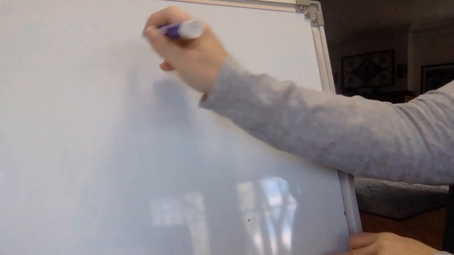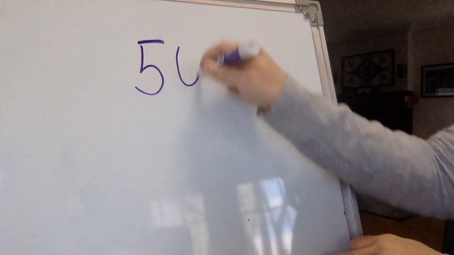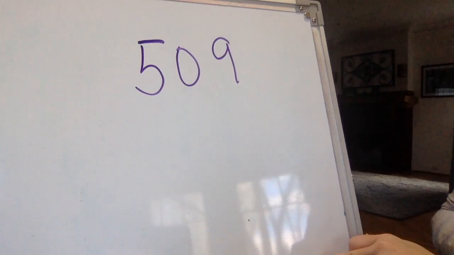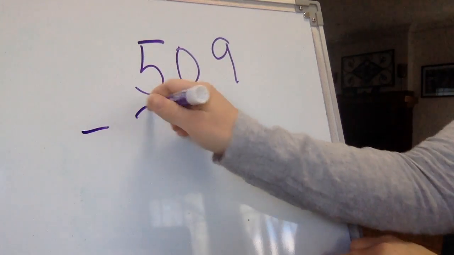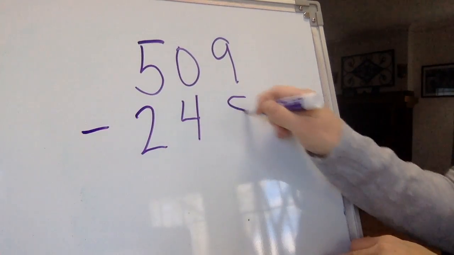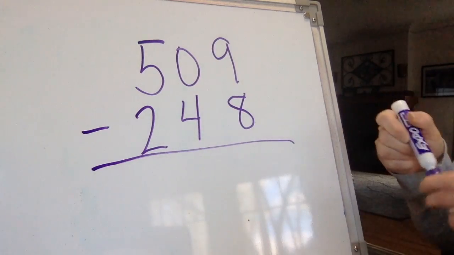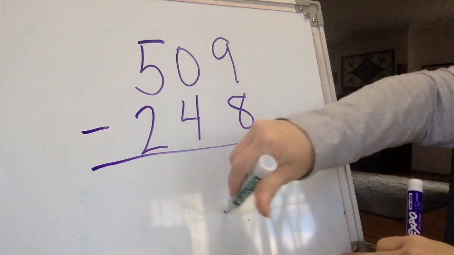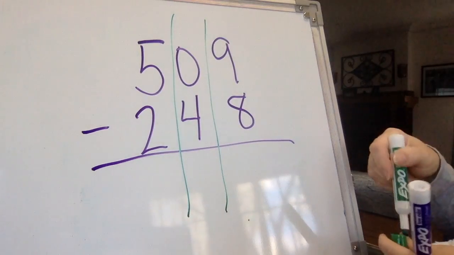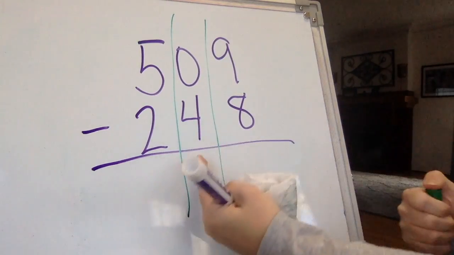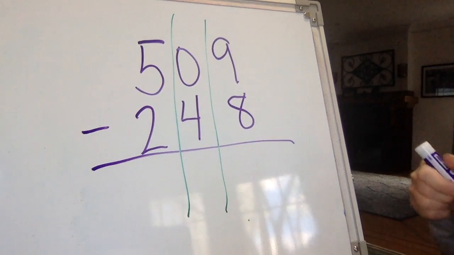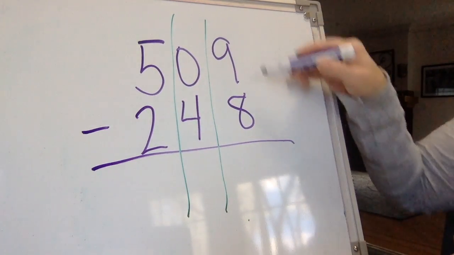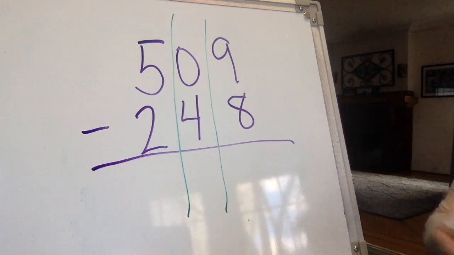All right, next, I have 509 minus 248. And again, I have my numbers in the correct place value. My ones are together, my tens, and my hundreds. Let's begin. Reading top to bottom, 9 minus 8. Can I solve that? Yes, it equals 1.